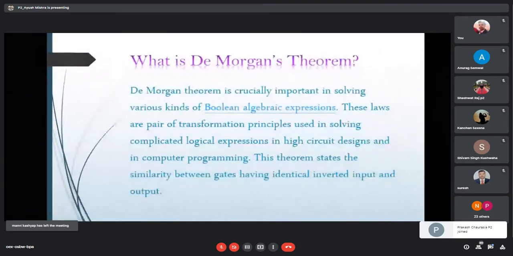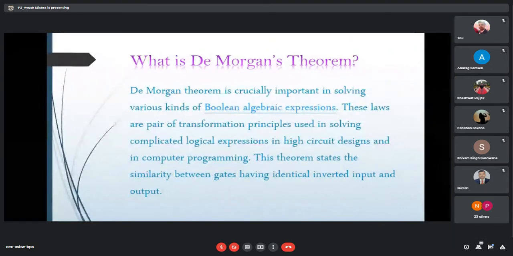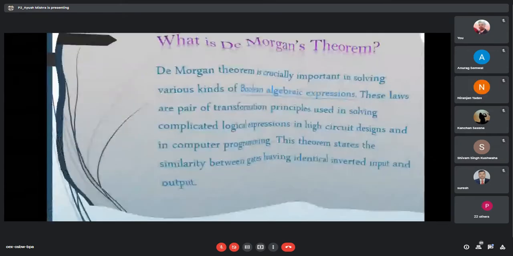So what is De Morgan's theorem? De Morgan's theorem is crucially important in solving various kinds of Boolean algebraic expressions. These laws are a pair of transformation principles used in solving complicated logical expressions in circuit designs and in computer programming. This theorem states the similarity between gates that have identical inverted input and output.